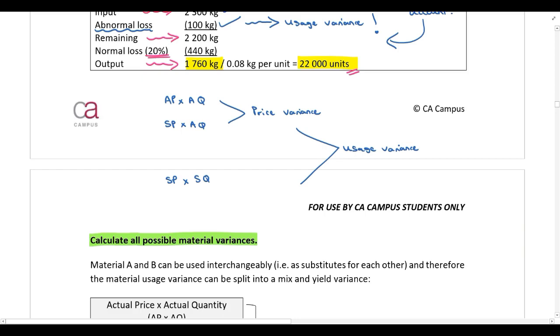Now in this question we know there are two different types of material that can be used interchangeably, which means the usage variance can be split into a mix and a yield variance. So what we do is we just repeat this. And you'll see when we get to our labor calculations, we follow exactly the same logic. So the same logic always applies. Repeat that. Now, the only difference between these, this is the actual quantity in the actual mix. And this is the actual quantity in the standard mix.